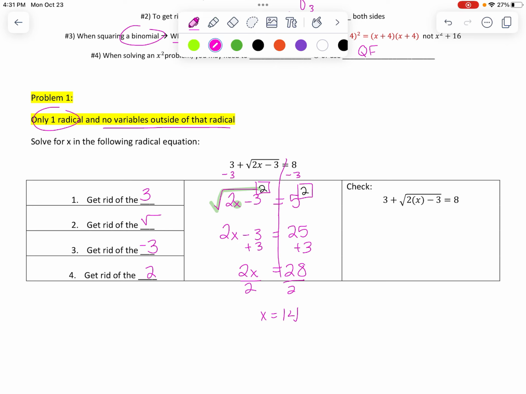So now it's time for us to check it. It is important to check these problems. It's also a way on a multiple choice exam that you can kind of cheat. So you can do 3 plus the square root of 2 times 14, minus 3, and we need to get 8. So that's 3 plus the square root of 28 minus 3, so 25. 3 plus the square root of 25 is 3 plus 5, and yes, that does equal 8. Yes, that is correct. The next problem will be more difficult.